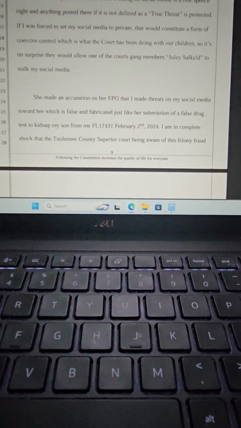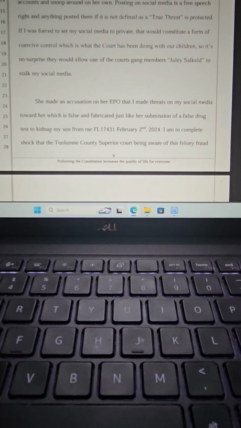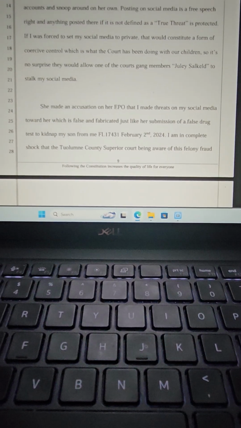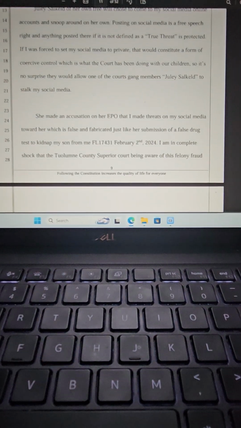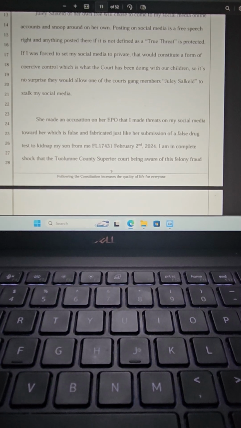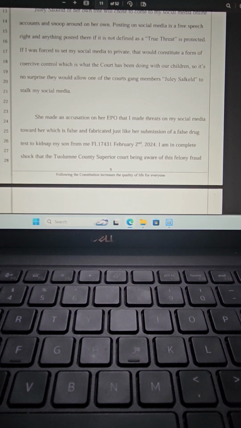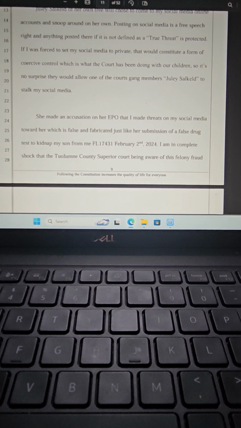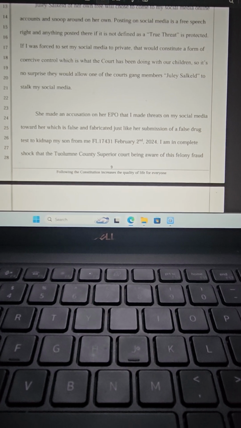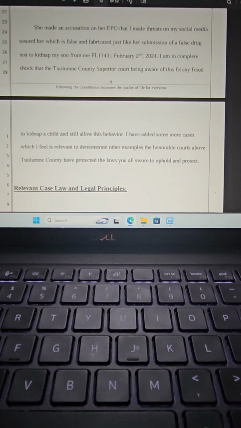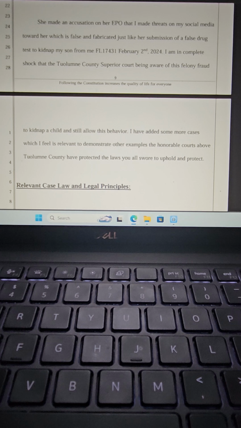She made an accusation on her EPO that I made threats on my social media toward her, which is false and fabricated, just like her submission of a false drug test to kidnap my son from me in FL 17431 on February 2nd, 2024. I'm in complete shock that the Tuolumne County Superior Court, being aware of this felony fraud to kidnap a child, still allows this behavior.